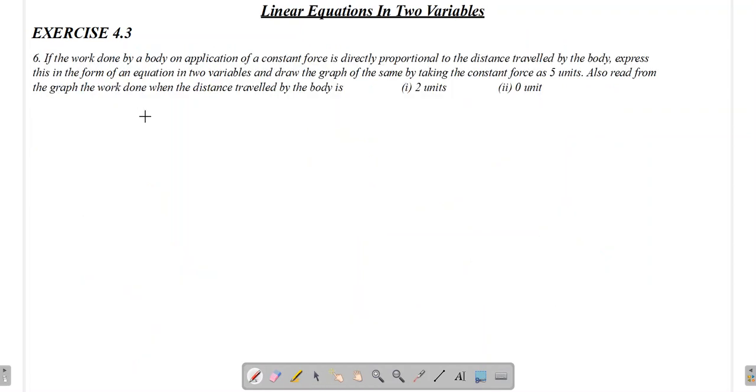Here it is. This is question number 6 of the exercise 4.3. The question says, if the work done by a body on application of a constant force is directly proportional to the distance travelled by the body, express this in the form of an equation in two variables and draw the graph of the same by taking the constant force as 5 units. Also read from the graph the work done when the distance traveled by the body is 2 unit and 0 unit.